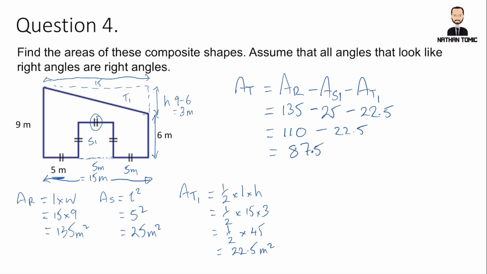87.5 meters squared. So the area of the shape that was originally drawn is equal to the area of the big rectangle minus the small square minus the small triangle, which becomes 87.5 meters squared.